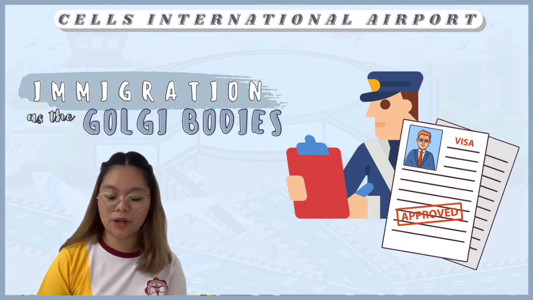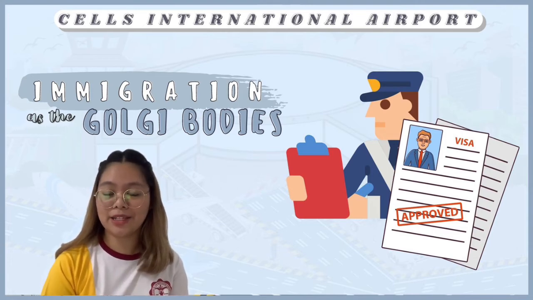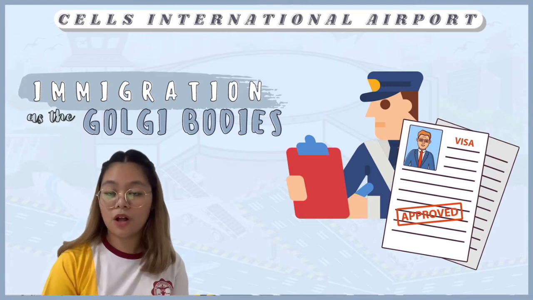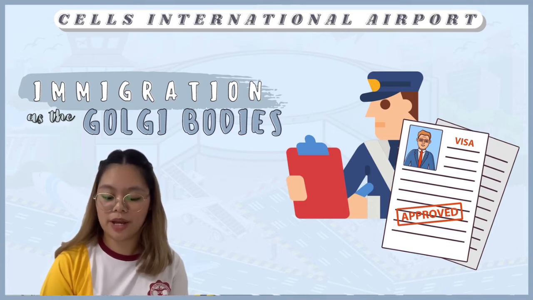Moving on, we have the immigration. Immigration department is the one that organizes the entry of passengers before actually heading to the gate terminals waiting for transport. So the immigration could be related to the Golgi bodies. The Golgi apparatus is in charge of transporting, altering, and packaging proteins and lipids in the vesicles so they can be delivered to specific locations.